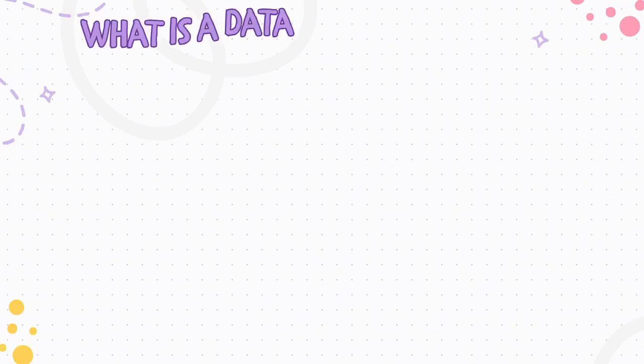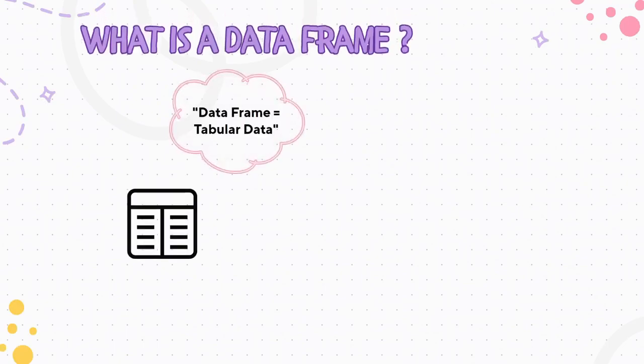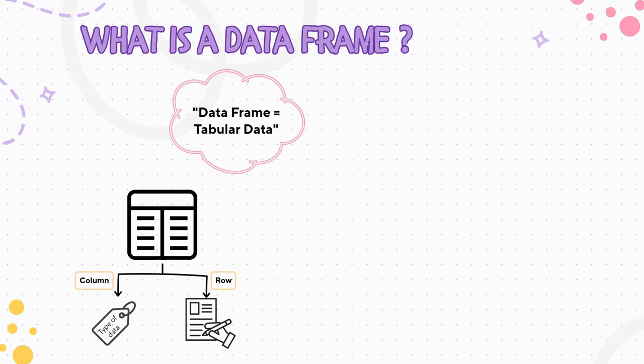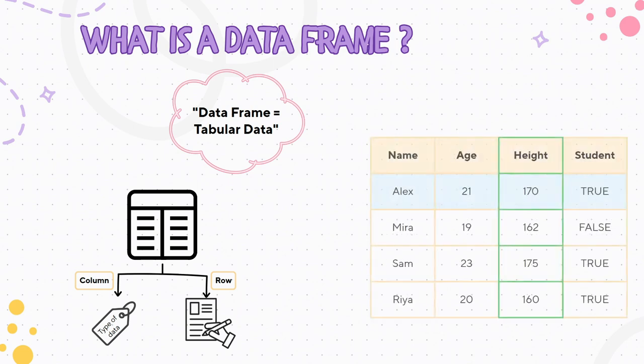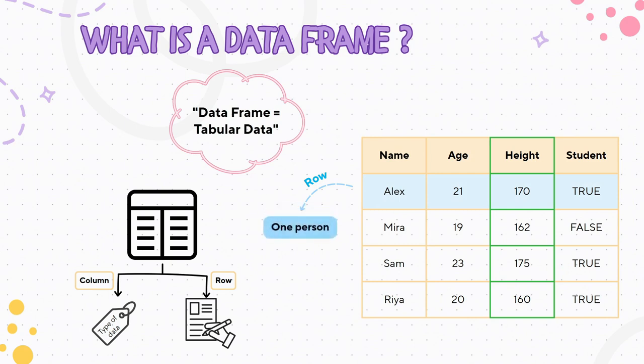What is a data frame? A data frame is like a table. It has columns and rows, similar to an Excel sheet or Google Sheet. Each row represents an observation or an entry. So, this row, which is the first row, Alex, 21, 170 and true, represents the data of one person. The person's name is Alex, his age is 21, his height is 170 centimeters, and he is a student. So, rows represent an entry or an individual case, whereas columns represent the type of data. This is one attribute. This is a column which contains data of height, so it is one attribute.